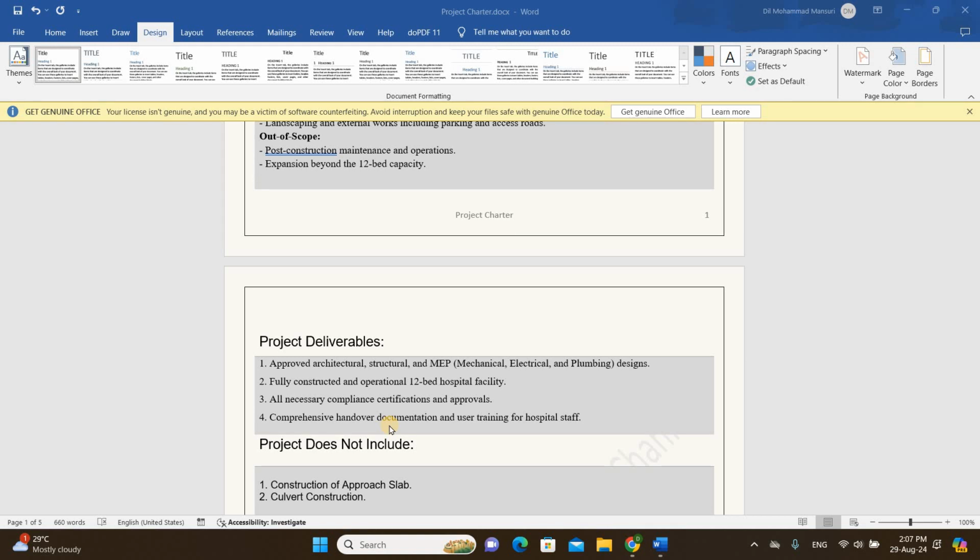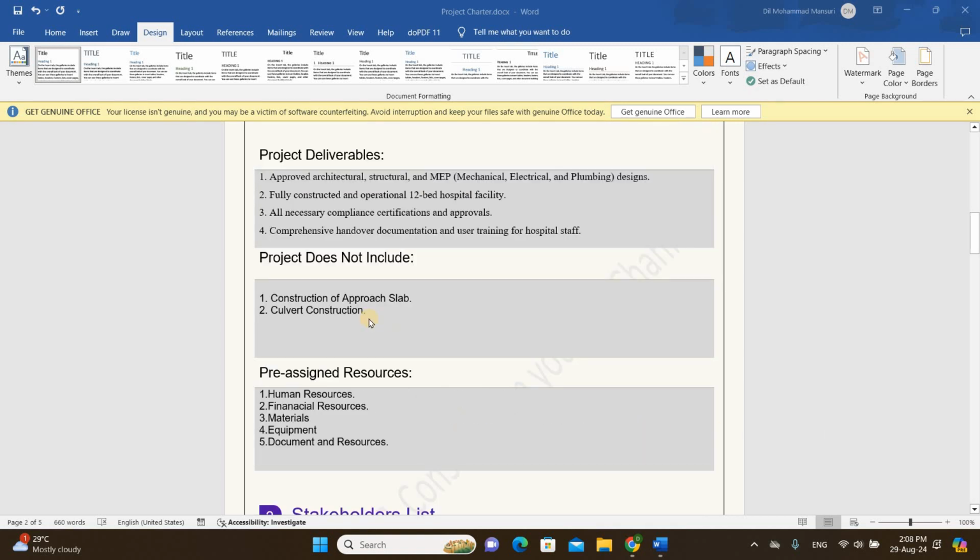Once the contractor demobilizes their staff. The project does not include what is not in our scope, like construction of a process. If there are any activities which are necessary but not included, they are beyond the project.